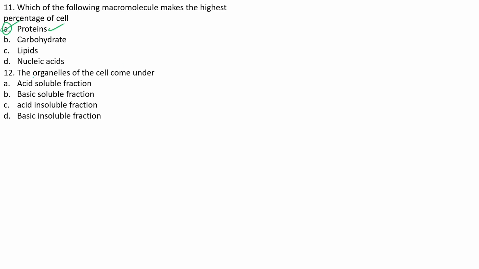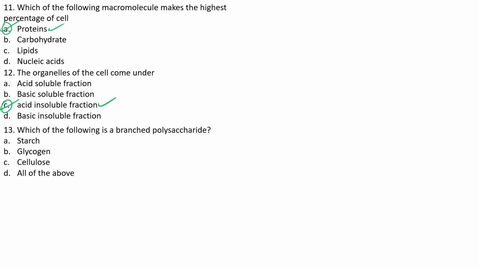The next question: the organelles of the cell come under acid soluble fraction, basic soluble fraction, acid insoluble fraction, or basic insoluble fraction? We know that they come under the acid insoluble fraction. The macromolecules and also the cell organelles basically come under the acid insoluble fraction. Even the organelles, if you consider their structure in the cell chapter we have discussed, the cell membrane ultimately is made up of what? Lipids. Similarly, the cell organelles, at the end of the day, are made up of the macromolecules themselves. So C is our right option.